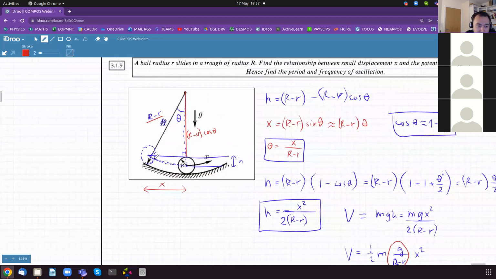The center of the ball bounces like this. The center of the ball bounces like this. So it does make sense.